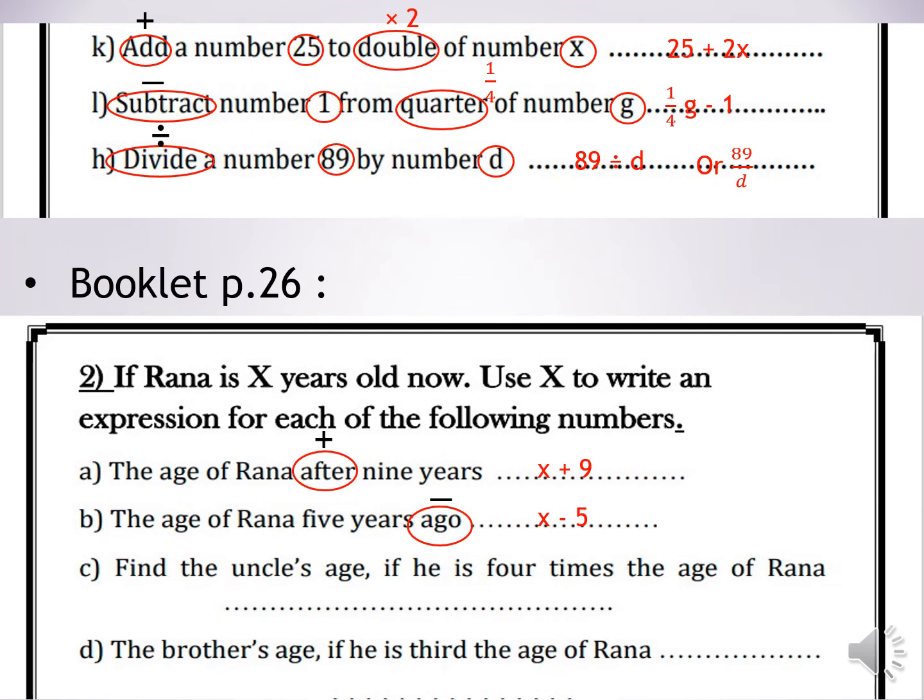Letter C. Find the uncle's age if he is 4 times the age of Rana. 4 times means times 4. So the age of Rana is x. So her uncle's age will be 4 times x, or 4x. Letter D, the brother's age if he is a third the age of Rana. Third means 1 over 3. Rana's age is x. So the brother's age is 1 over 3 x, or 1 over 3 times x. Both are right.